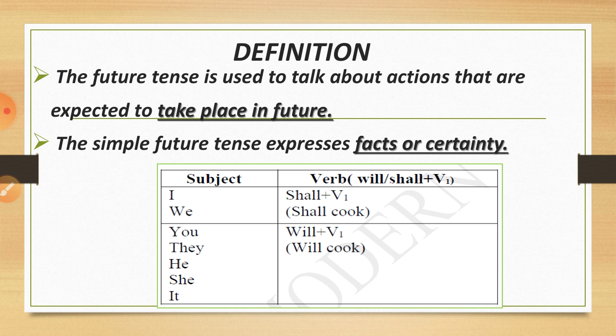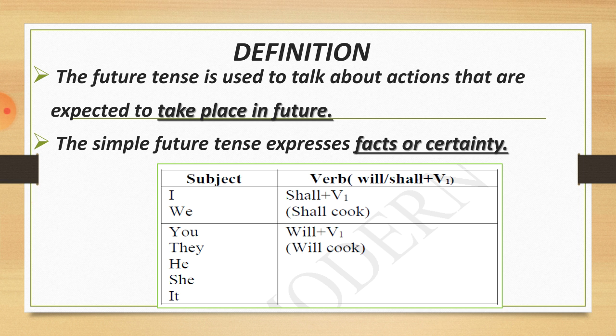The simple future tense expresses facts or certainty. The future tense is used to tell what will happen or what shall happen. The simple future tense refers to a time later than now. Okay. So my mother will support me. Here it refers to a time later than now. A little bit later but in future. So this is the difference between the future tense and the simple future tense.